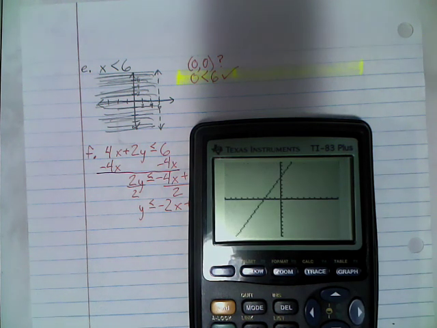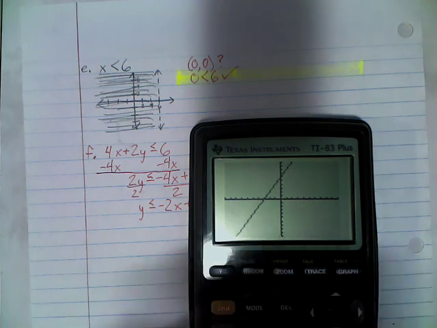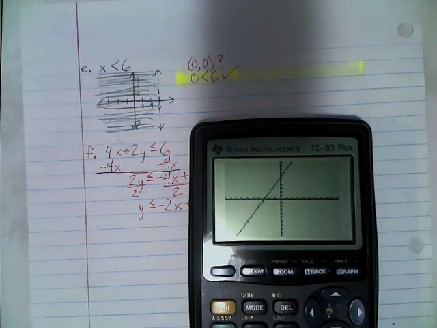All right, and it does not go through the origin, so we can use the origin as our test point. So if we plug in 0 for x and 0 for y, we're going to get 0 is greater than 0 plus 6. Well, 0 plus 6 would be 6. So is 0 greater than 6? No, it's not. So therefore, the solutions must be on the other side from the origin, meaning this time they must be going above the line.